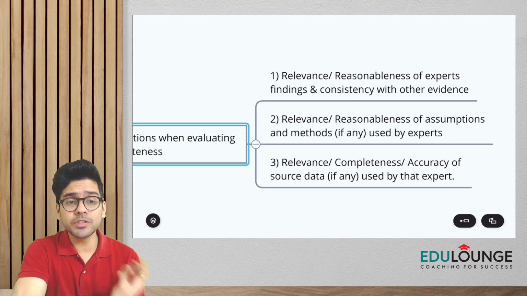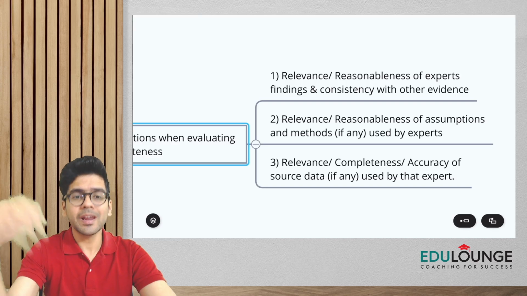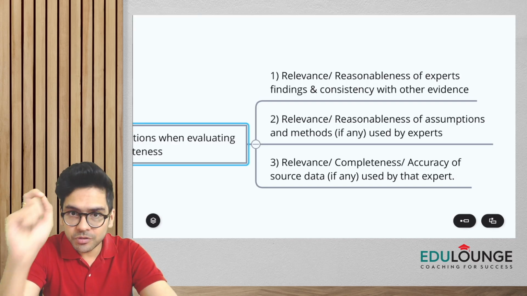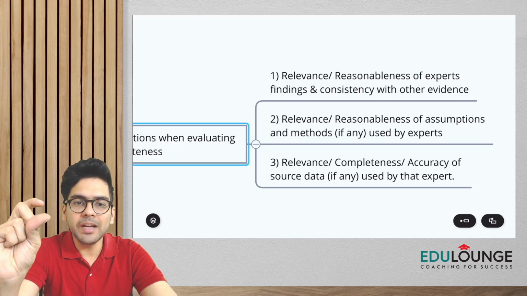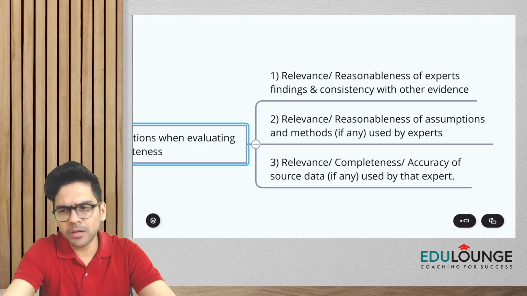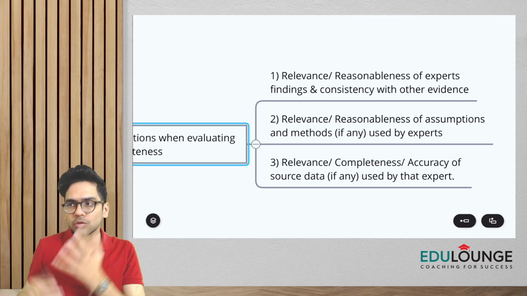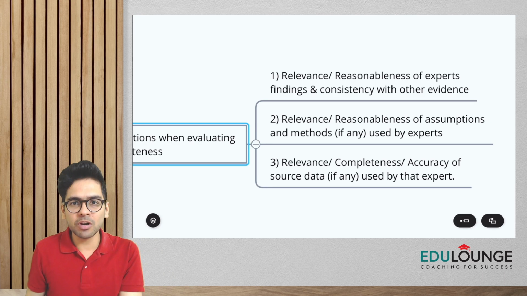Second, if any assumptions have been used, you have to see whether those assumptions are reasonable or not. And third, you have to see the reliability, accuracy, and completeness of the source data, if at all it has been used by the expert. Let's say the expert is using some basic source data, so you have to see whether that source data is reliable or not, else all the calculations would be wrong.